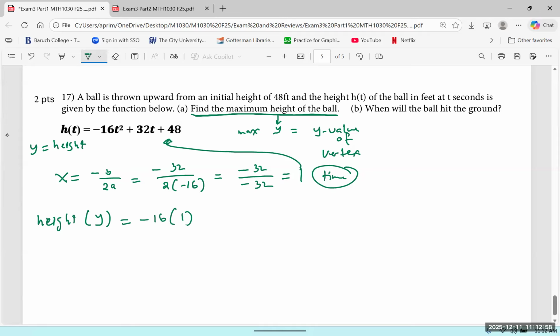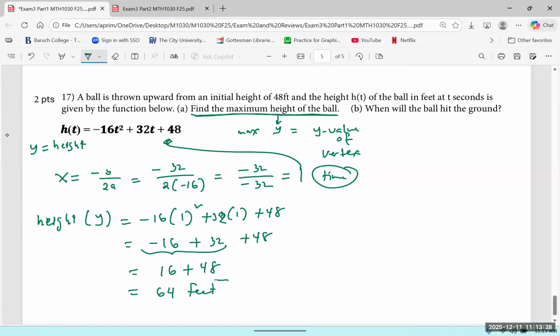So negative 16 times 1 squared, and then 32 times 1 plus 48. So negative 16, positive 32, plus 48. The easier way to do this is 32 minus 16 is 16, and you're adding 48 with 16. 64. And this is height, so it should be feet. 64 feet.